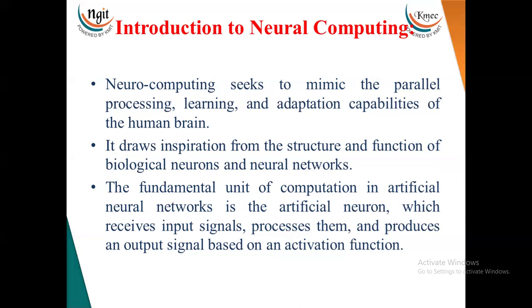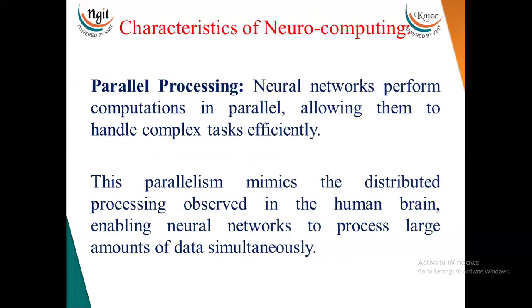You have one neuron. That neuron takes some input, processes it, and gives the output. It takes the input in the form of a signal and gives the output in the form of a signal. Whether the signal is correct or not depends on the threshold or activation function. This is a basic brief introduction to neural computing. Now, what are the different characteristics of neurocomputing?